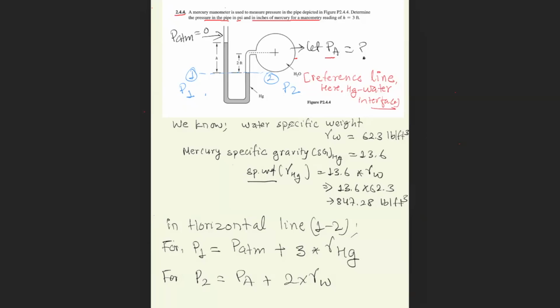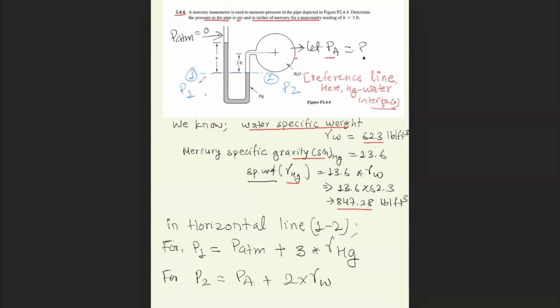Now let's go through some of the key terms that we will be using later. First of all, the specific weight of water is equal to 62.3 lb per cubic foot, which is given. So we can determine the specific gravity of mercury, which is 13.6. Similarly, we can calculate the specific weight of mercury, Hg, which will be equal to 847.28 lb per cubic foot.